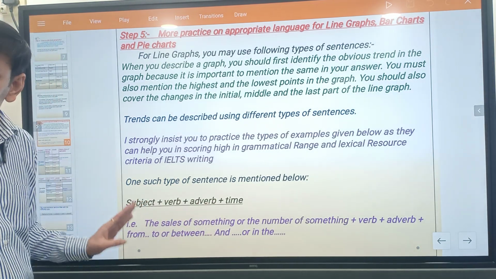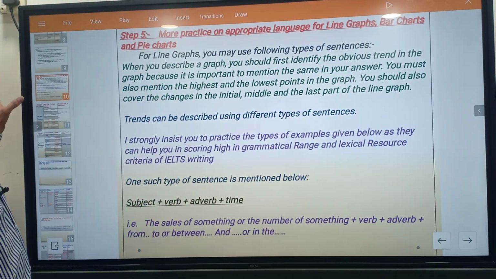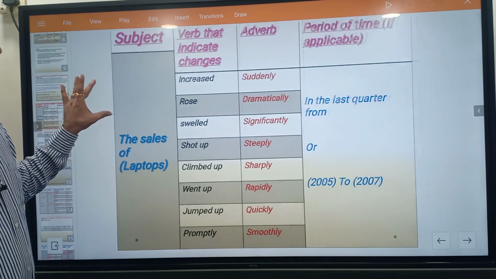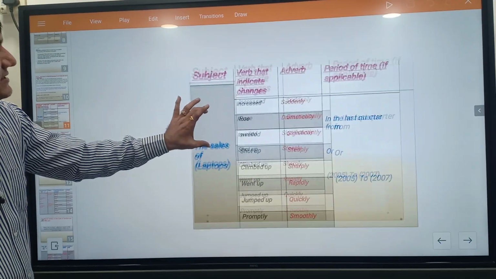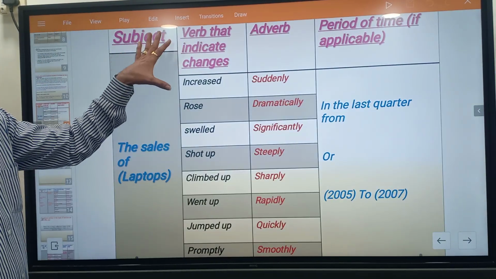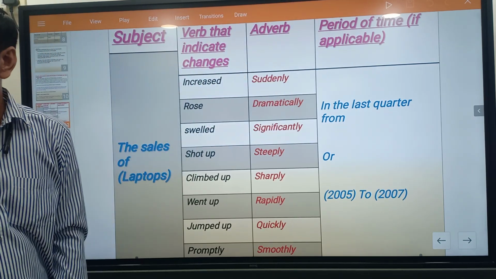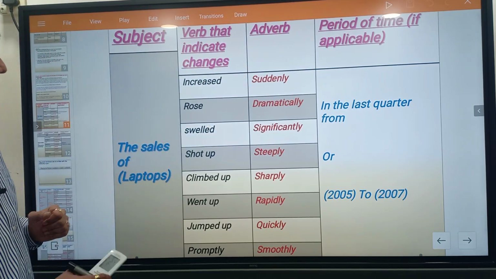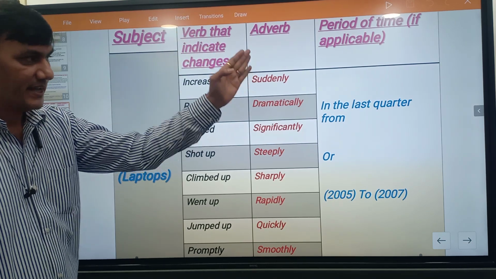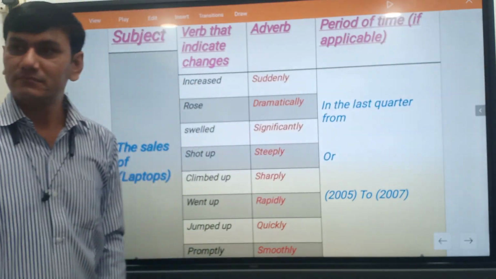These are fixed: from, to, between, and in the. Now let's see how you can use them. You can use the subject plus a verb that indicates change, adverb, and then the period of time, if applicable. For example, the sales of laptops increased suddenly in the last quarter from January to November.